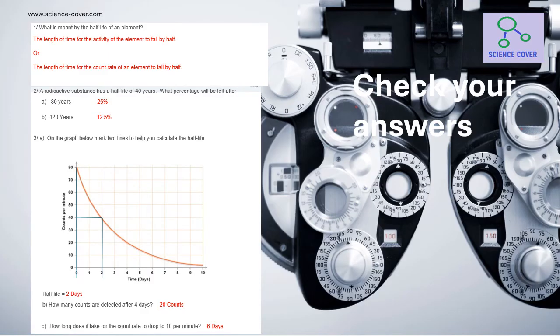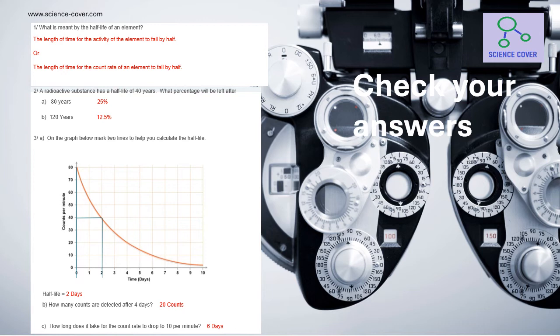Let's go through the answers to task 2. Number 1, what is meant by the half-life of an element? It is the length of time for the activity of the element to fall by half, or for the length of time for the count rate of the element to fall by half.